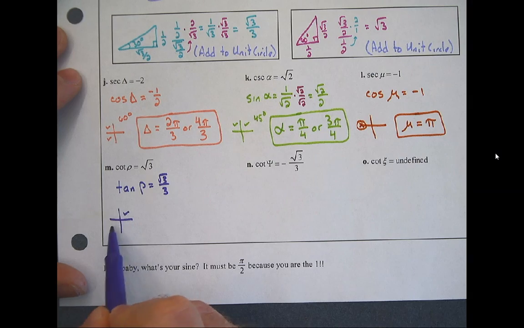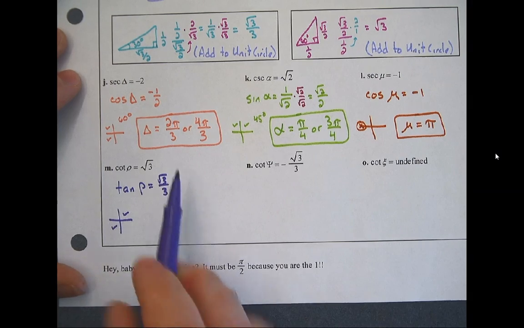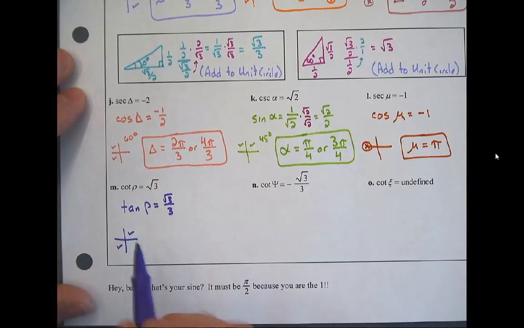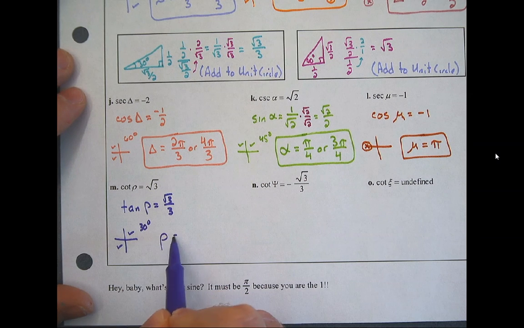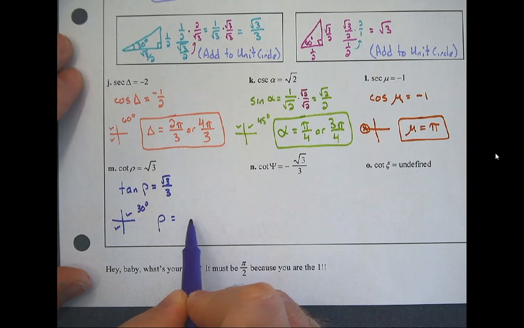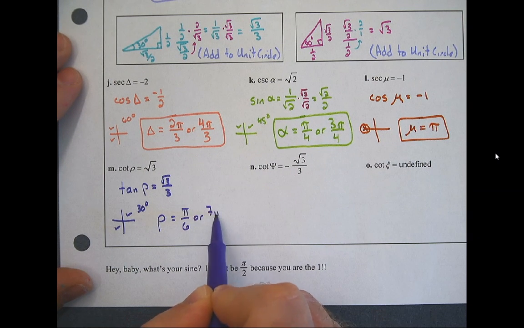Tangent is positive, check and check. Tangent is root 3 over 3. We just did this for a 30. So who are the 30s in those two sections? Rho would be equal to pi over 6 or 7 pi over 6.